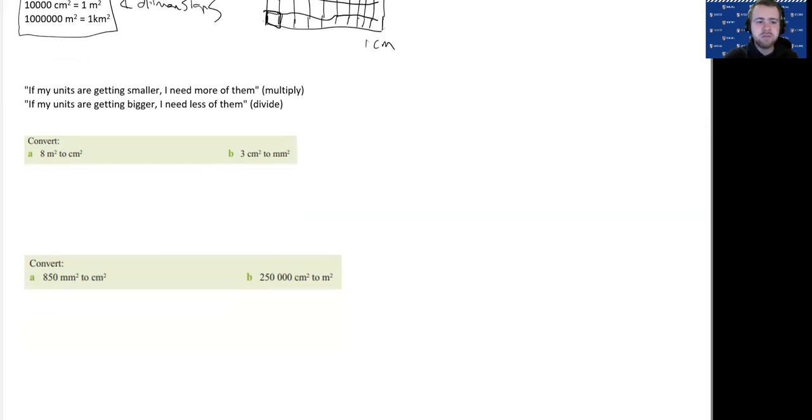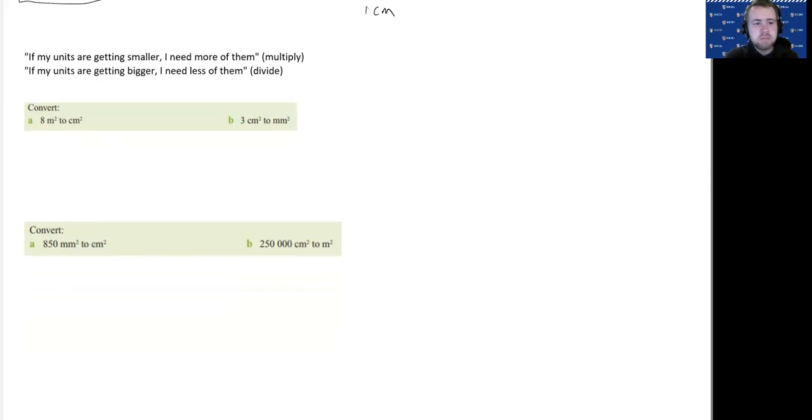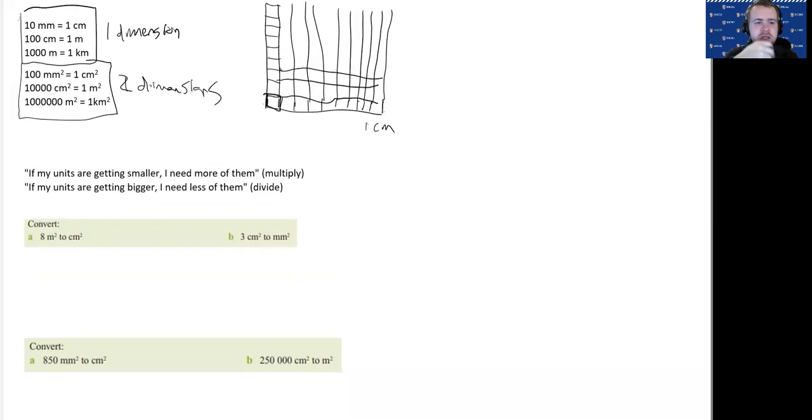So let's do a few examples to finish up. In this example, I'm going from meters squared to centimeters squared. I know the conversion factor is 100 squared, so the difference is going to be 10,000, but I'm getting smaller units, so I need more of them. So it's going to be 8 times 10,000, which becomes 80,000 centimeters squared. The difference between centimeters and meters when we're talking about area units is drastic. They get much bigger, much quicker, because we're squaring that difference.